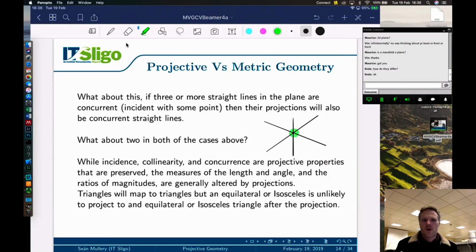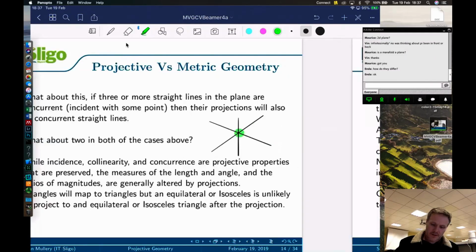So while incidence, collinearity and concurrence are projective properties that are preserved, the measures of the length and angle and the ratios of the magnitudes are generally altered by projections. Triangles will map to triangles, but an equilateral or an isosceles triangle is unlikely to project to an equilateral or isosceles triangle after the projection. Okay, so that's important to remember about the sort of things that could happen here.